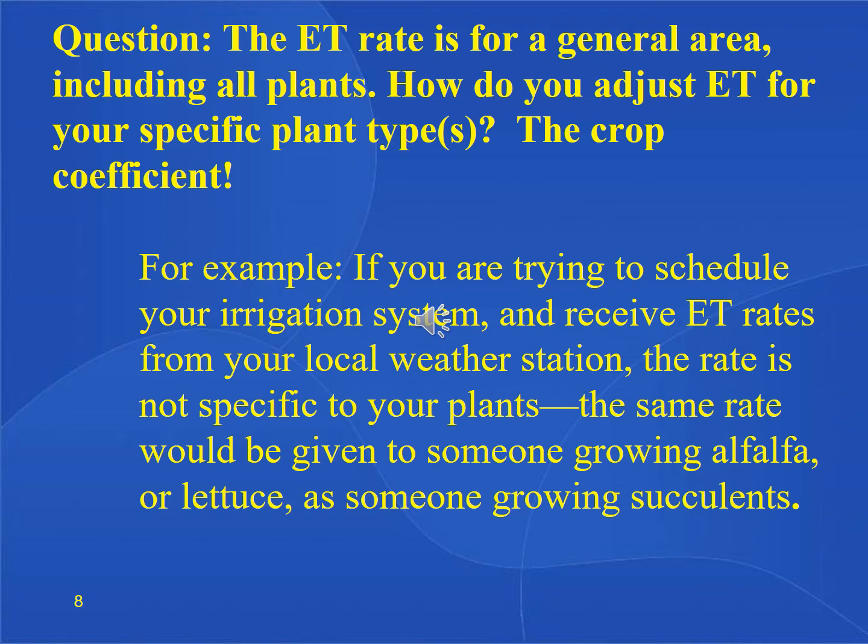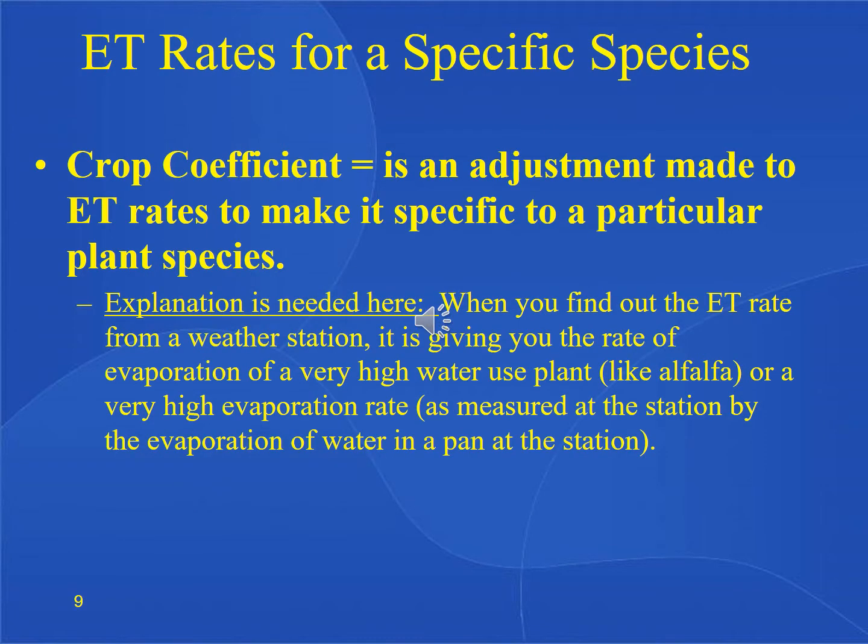If you're trying to schedule your irrigation system and receive ET rates from the CIMIS system, the rate's not going to be, again, specific to your plant. It's specific to someone growing something like alfalfa, which is a high water use plant, or something like a succulent, which is a low water use plant. Okay, so the ET rate for a specific type of plant, a specific species, is called the crop coefficient.